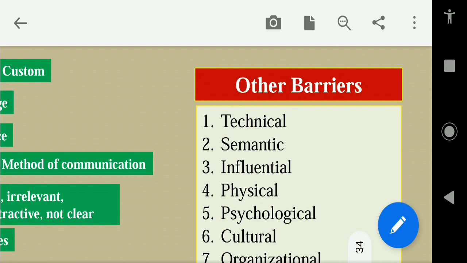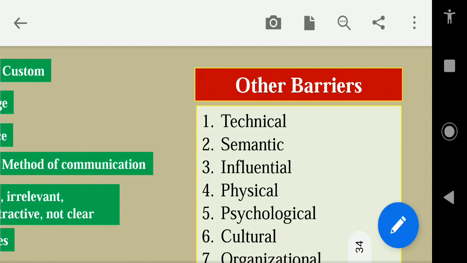Then we come to the semantic problem. What is a semantic problem? Semantic problems are the problems related to the meaning of words and sentences. Even a common word may have several meanings, which may lead to misinterpretation of the message. If one word has several meanings, then also there will be misinterpretation of the message. If the problems are related to the meanings of words and sentences, then they are called semantic problems. Then we come to the influential problem.